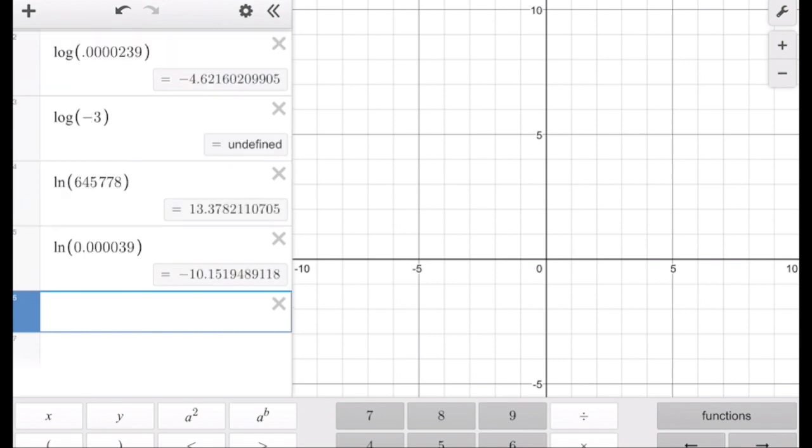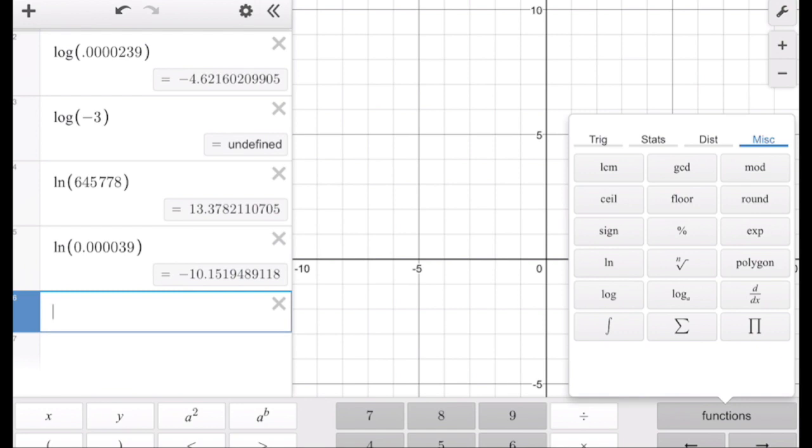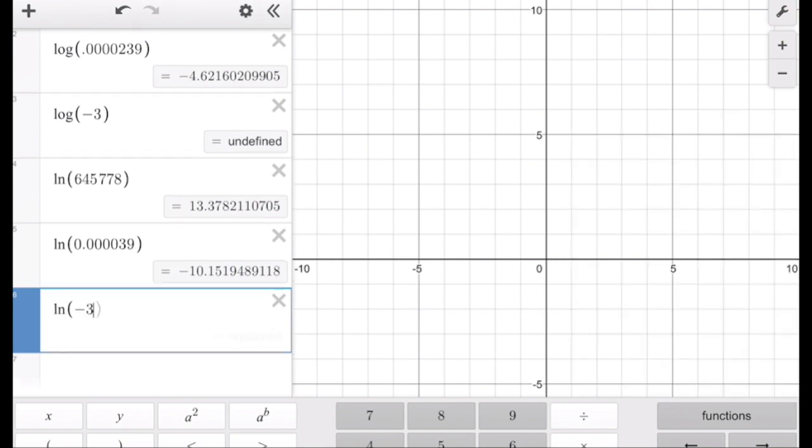However, similarly, if I were to try to find the natural log of a negative number, such as -3, just like above, it's undefined because the natural log also has a domain from 0 to infinity. So it's also undefined. Let's try to find the natural log of e.